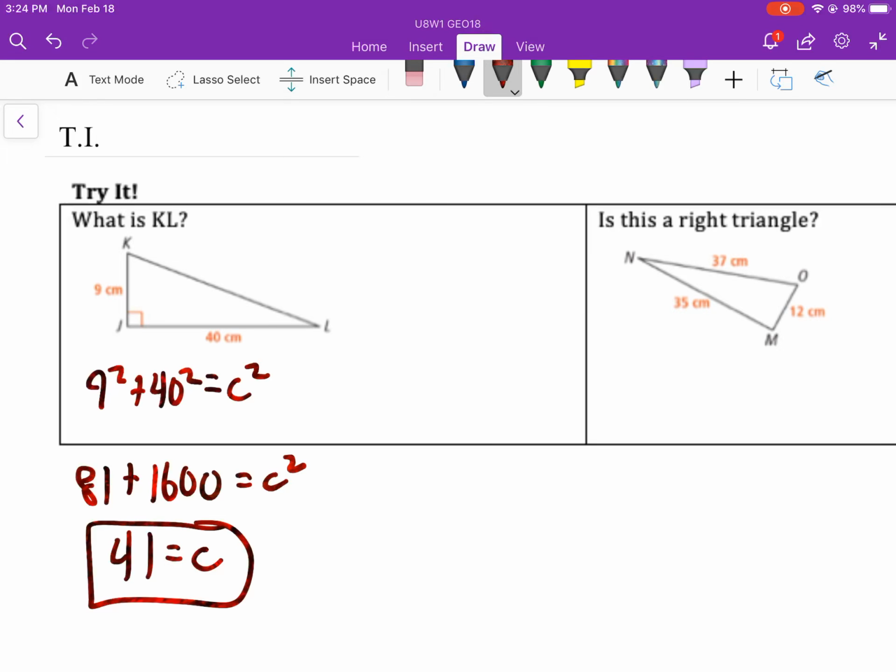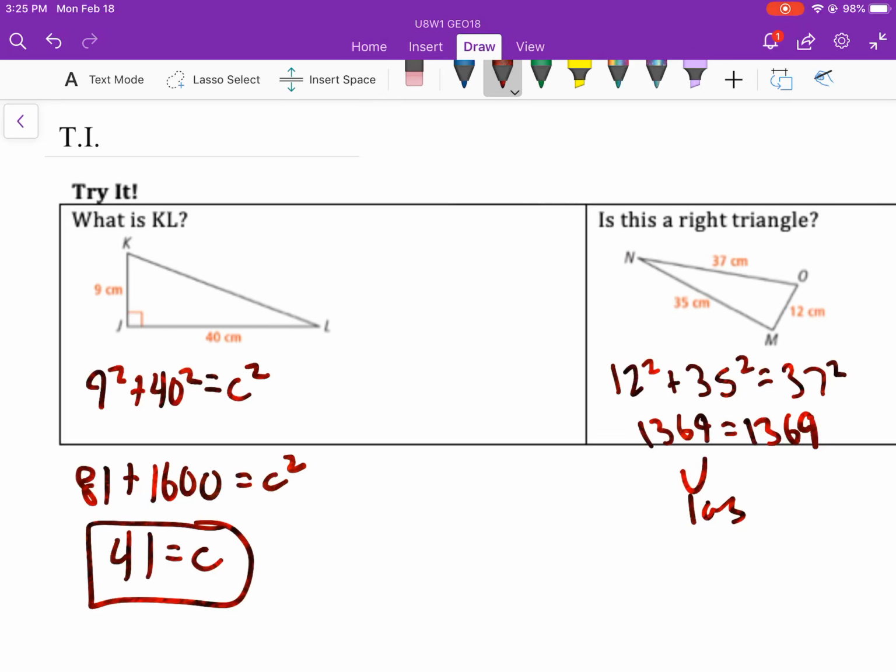Is this a right triangle? So we have to check to see if 12 squared plus 35 squared is equal to 37 squared. I'm going to go out on a limb here and say yes. But there's only one way to find out. 1369. Is that equal to 37 squared? Sure is. Yes.